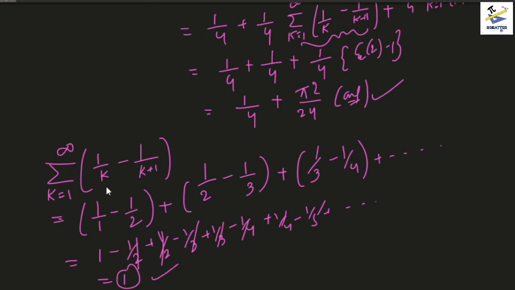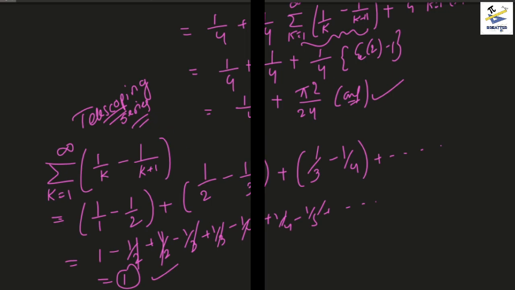This is how we usually deal with such series. This is called a telescopic series, where the terms cancel themselves out. So anyway, the answer to the problem would then be 1 by 4 plus pi square by 24.